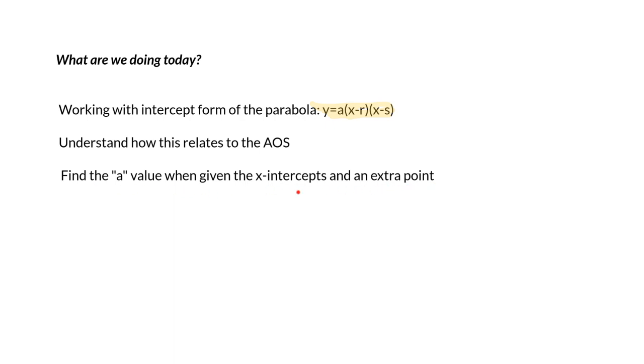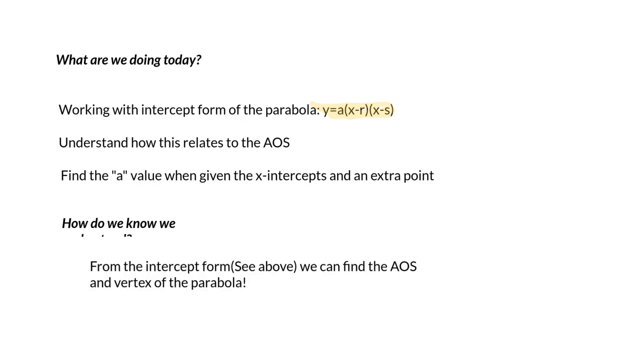how the a value can be calculated given the fact that we know what the x-intercepts are, and we know an extra point. How do we do that? And so now ask yourself, how do we know we understand what we're doing?